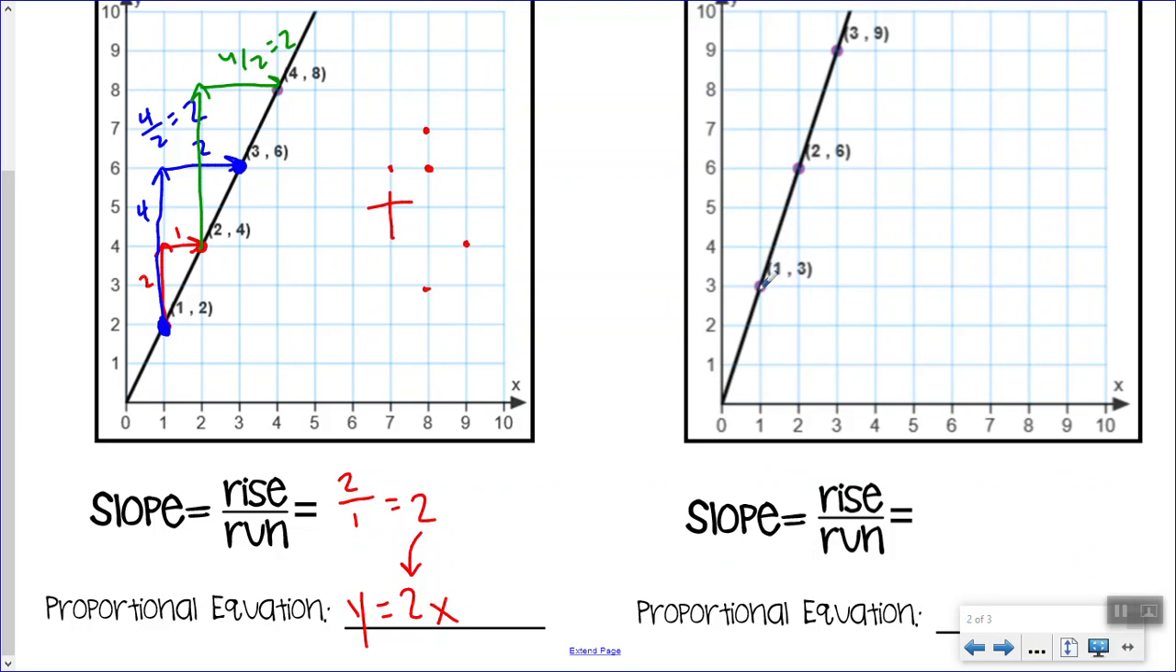Alright, so again, I'm going to pick any 2 points. I could even pick the origin here if I want. This is the point 0, 0. I come up 1, 2, 3 units. So my rise is 3. And then I run 1 unit. So my run is 1. 3 over 1 is the same thing as 3. So my equation is going to be y equals 3x. I take that answer and substitute it in.